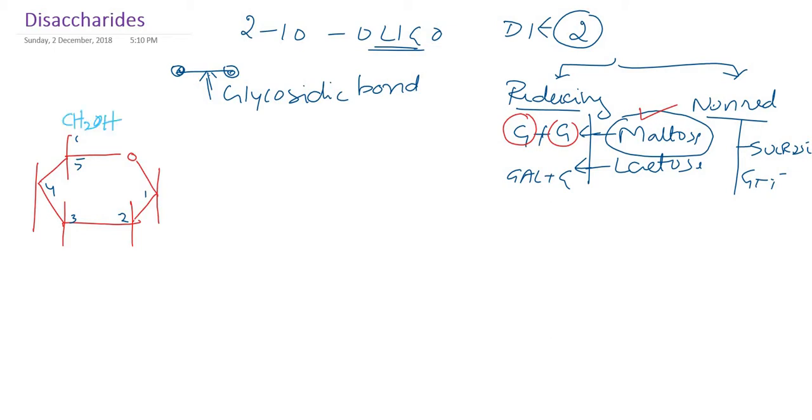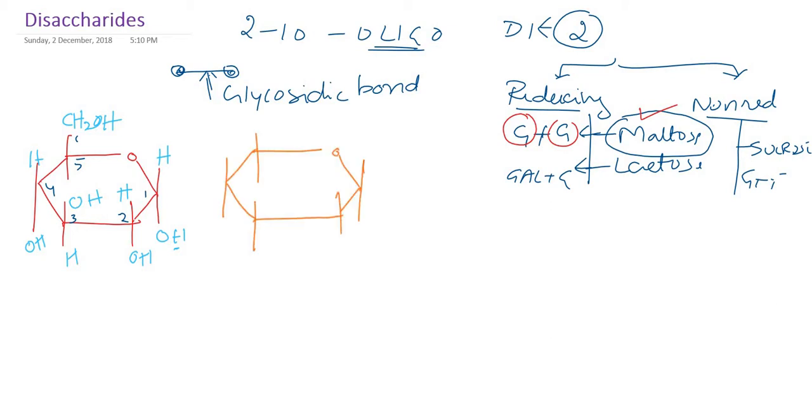We know that in the 6th carbon atom there will be CH2OH. We also know that if the OH group is below the plane, it is alpha, and above the plane it is beta. In maltose we have alpha glucose. We remember for beta glucose up, down, up, down, up, but here it is alpha glucose, so the OH group will be below. So this is one glucose. Maltose is made up of 2 glucose, so let me write the structure of another glucose. This is also alpha glucose.